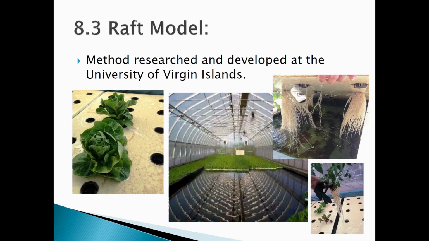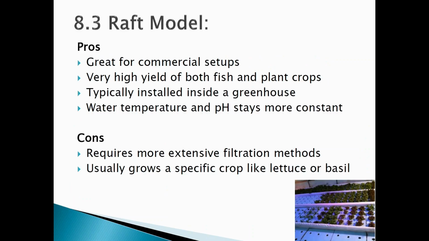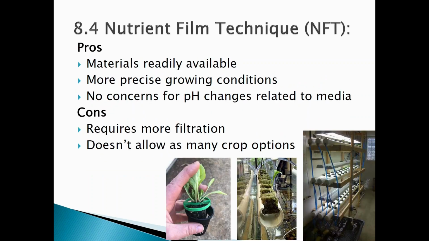Next, we have the raft model. This model is usually implemented in hydroponics, but can be used for aquaponics as well. It is quite well known in the commercial area, and a con is that you usually can't have such a diverse crop, and it's mostly used for growing lettuce or basil. However, research and industry has shown that it is a very great system for commercial setups if you're wanting to produce large quantities of produce.